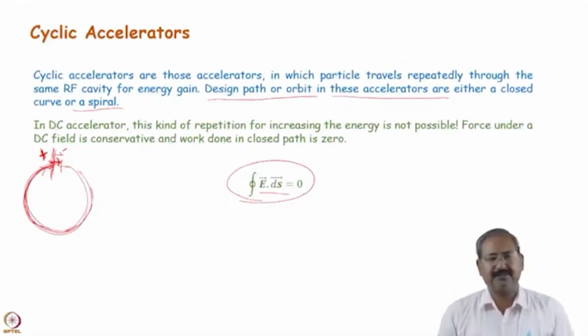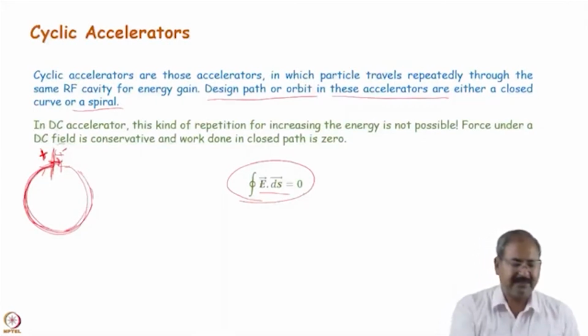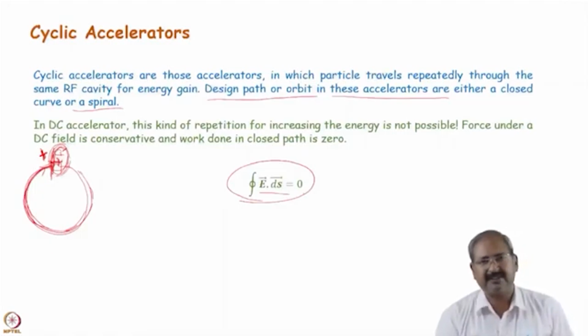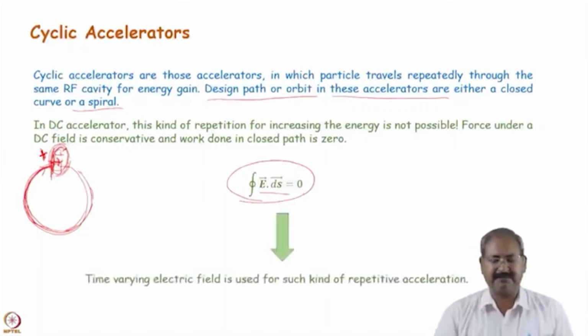So what do we have to do? We have to have some non-zero field here when the particle passes and zero field elsewhere. So whenever the particle crosses this region only, then it sees the field. So this is possible only with time varying field. So cyclic accelerators are built only using time varying field.